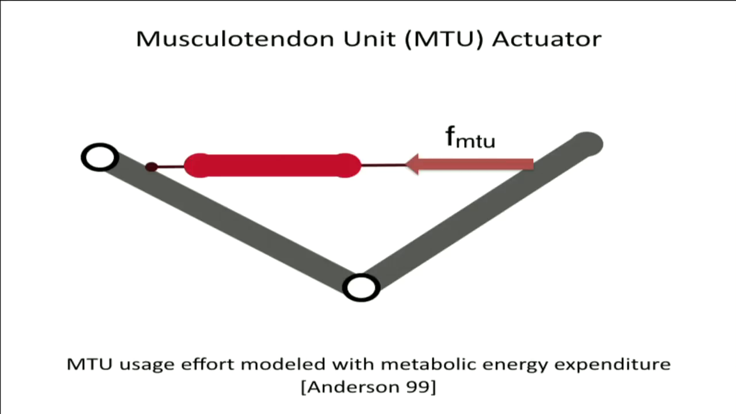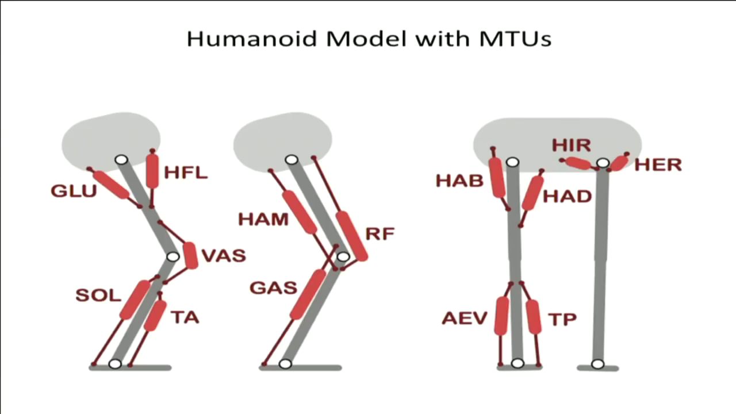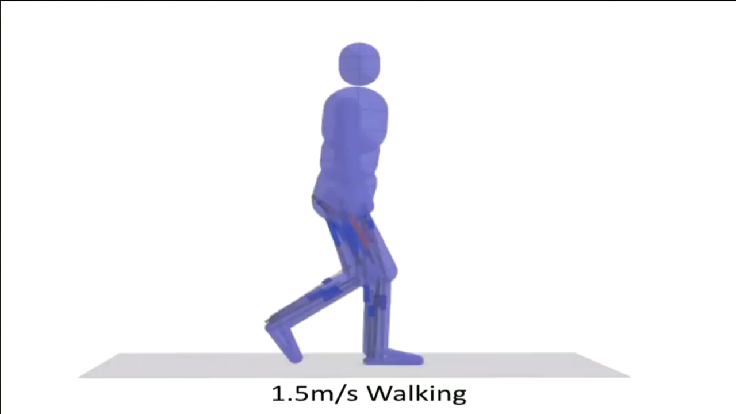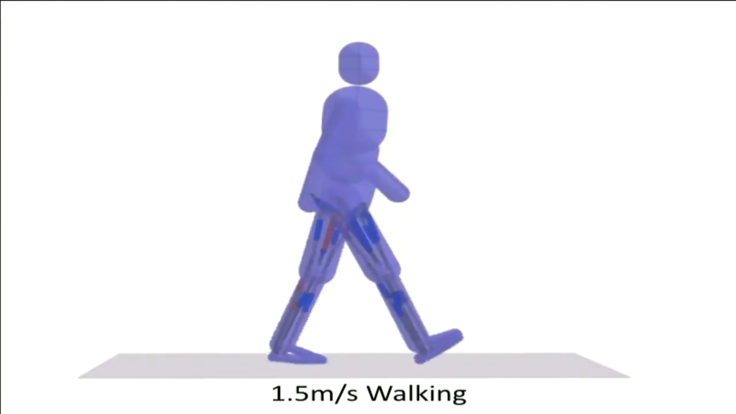And you can model the usage now with metabolic energy expenditure, which is a more biologically plausible model of effort than, say, the squared sum of torques. In the literature, there are a lot of muscles in the body, but especially for the lower body, people in biomechanics have grouped them into a representative, reasonably small set of muscles. Those are going to be the actuators that we're going to be working with now.